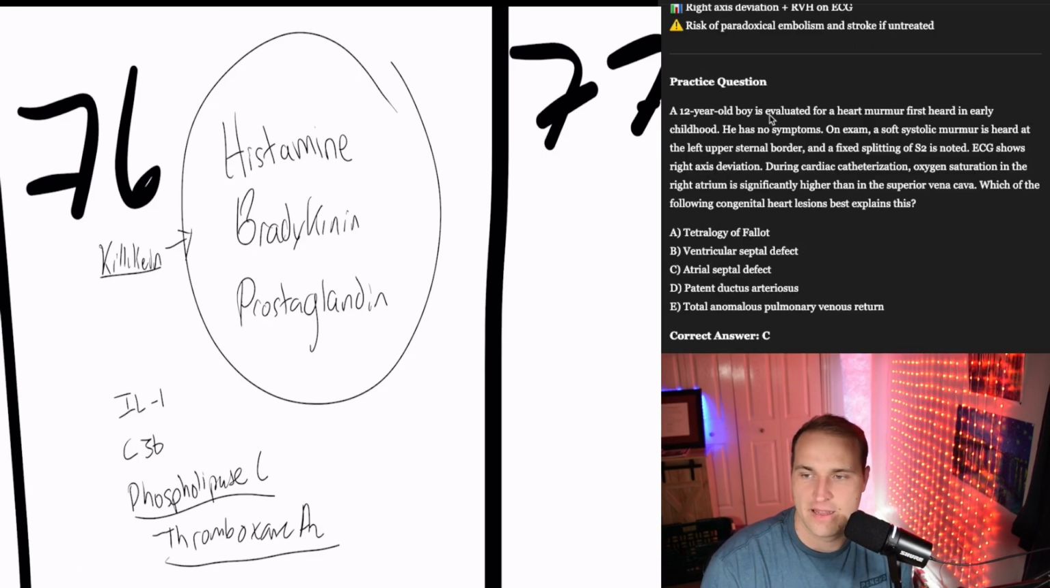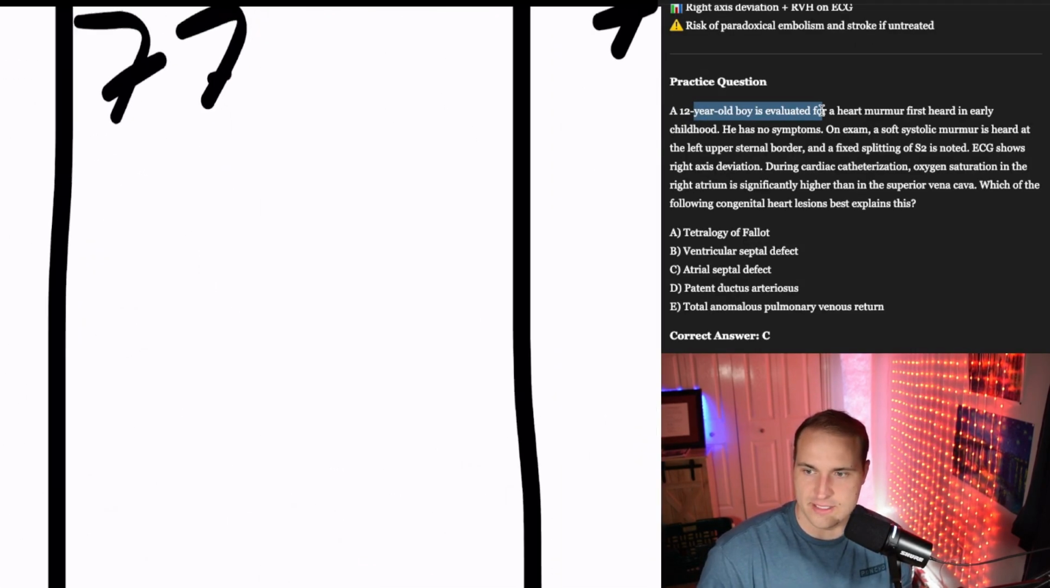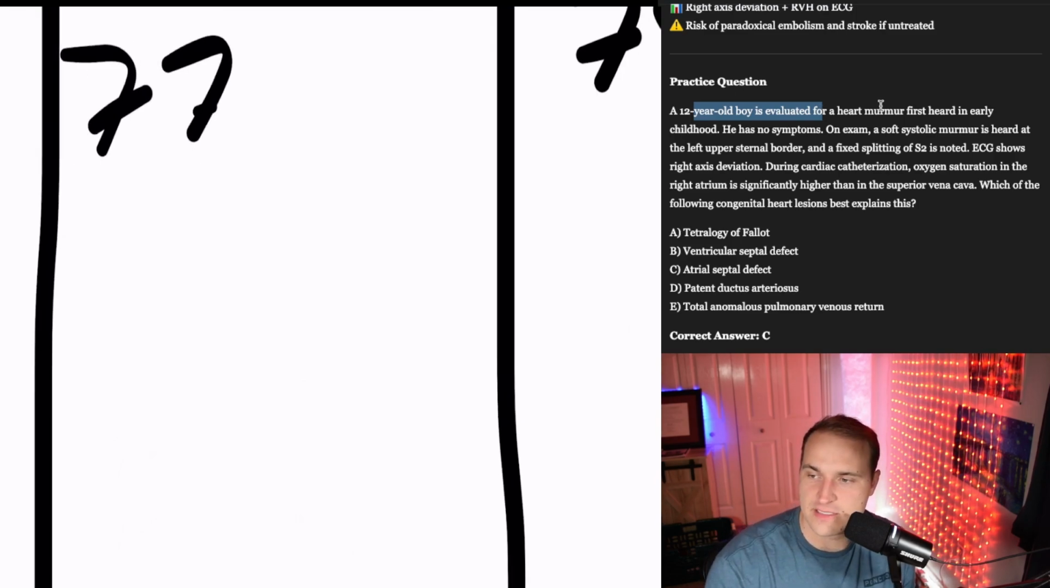Bring on the pain. In our next practice question, we have a 12-year-old boy who was evaluated for a heart murmur first heard in early childhood. He has no symptoms. On exam, there's a soft systolic murmur heard at the left upper sternal border and fixed splitting of S2. This is ASD. We can just lock it in there. ECG also shows right axis deviation.